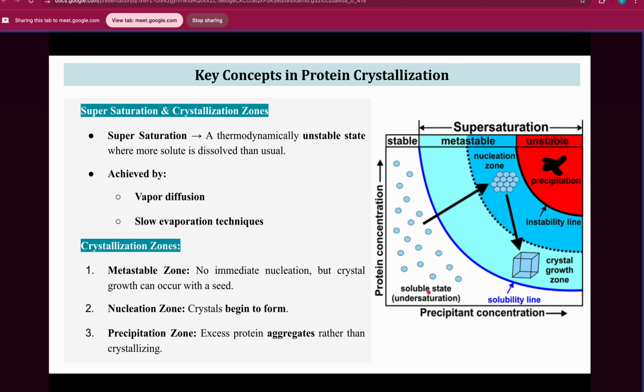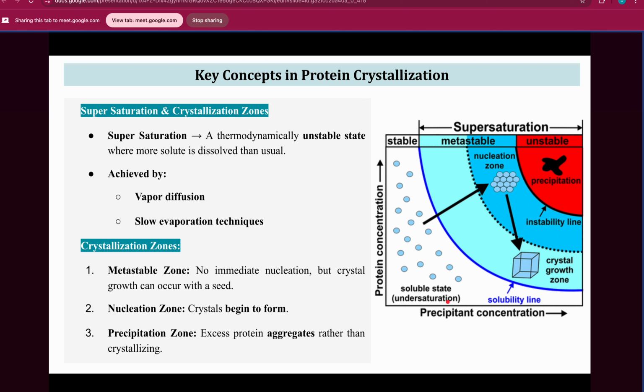So this is a stable zone, you can say. The y-axis represents the protein concentration, and the x-axis represents the precipitant concentration. Whenever you have a stable zone, the amount of solute in the solvent is lesser. So this is undersaturation, where it has not reached the stage of saturation, where we cannot add further solute.